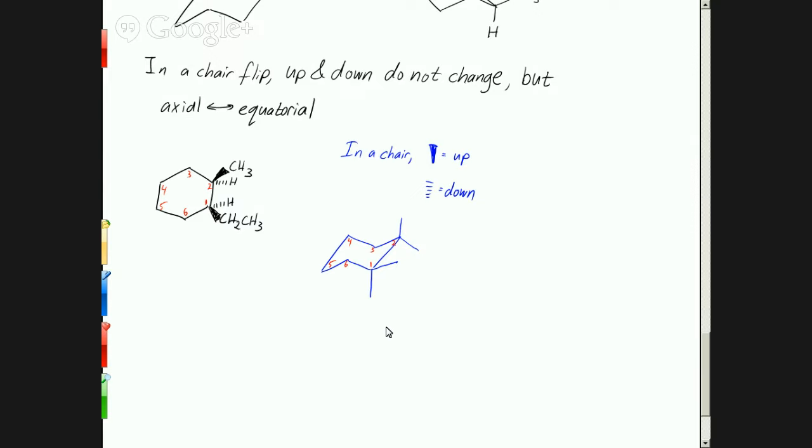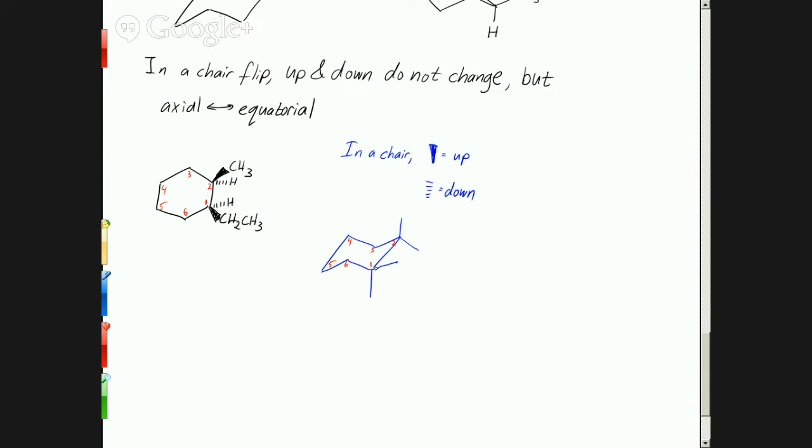All right, now we're set up. So for carbon number 1, where do you think the ethyl group goes? Is it going to go on the equatorial or on the axial? Up. So which one's up? Right. The equatorial one on carbon number 1 is pointing up. The axial is pointing down.